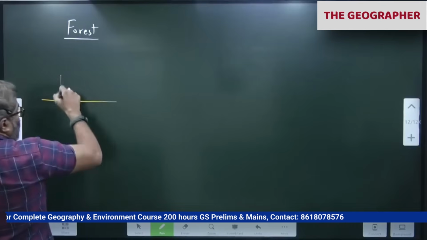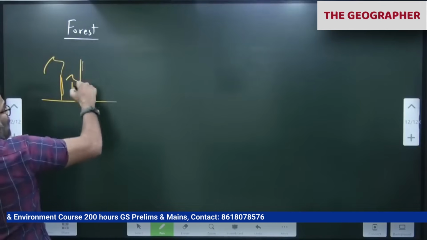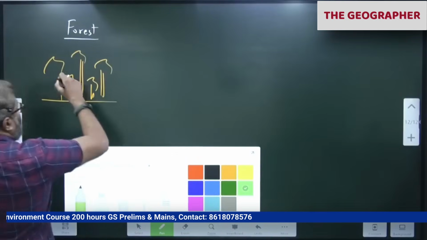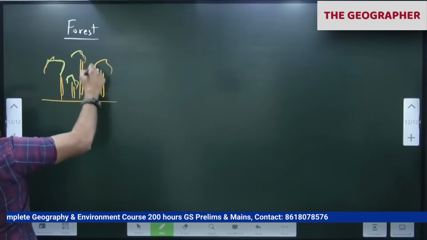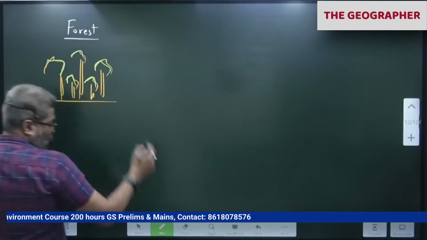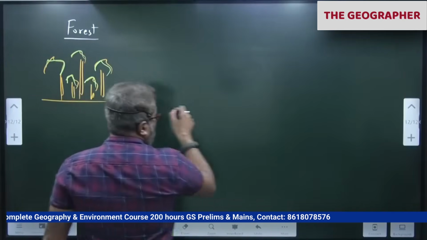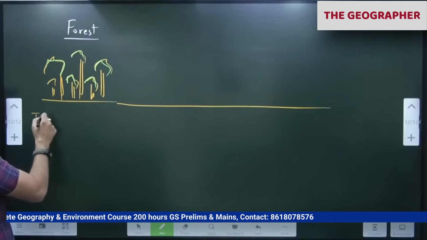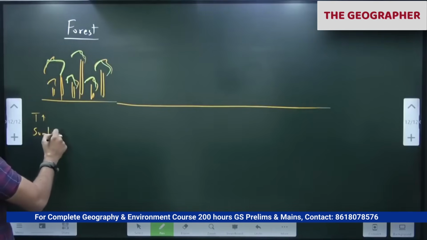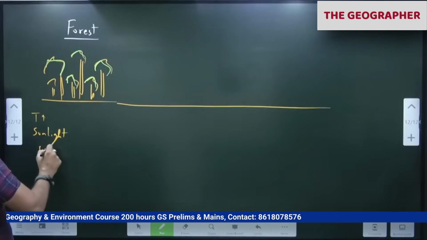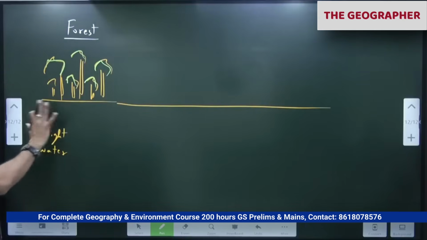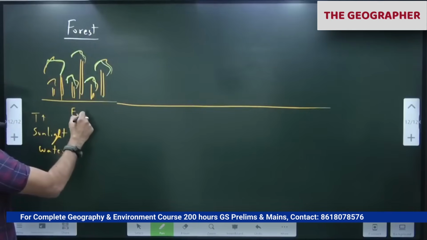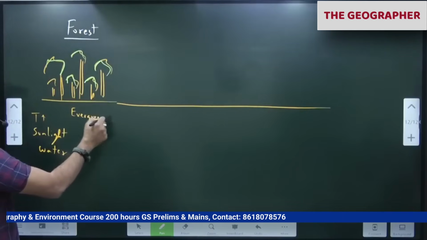What we had here was dense growth of plants and trees, correct? Multiple layers of forest. Why did we have so many trees? Because there was abundant sunlight, temperature, water, moisture. All these abiotic factors are available. As a result, we have dense growth. Evergreen plants we had here.